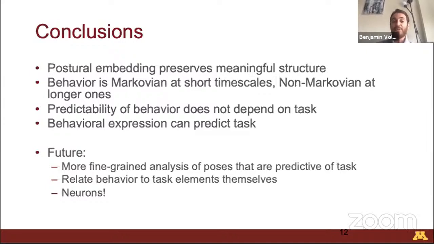The predictability of behavior does not depend on the task, but the actual expression of behavior does. And so these kinds of results are a really crucial stepping stone to the kinds of questions that we want to ask moving forward, where we want to look at more fine-grained analysis of poses that can predict the task, relate behavior to the actual different task elements themselves, and finally actually map all this to the neurons.